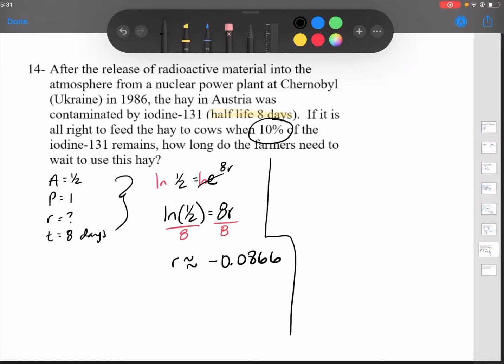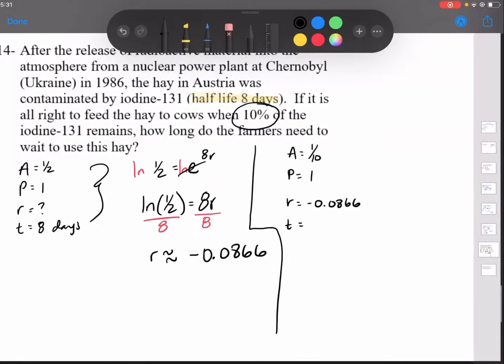So now what we need to do is figure out, we want 1/10 of it remaining, right? So if we have a principal amount of 1, because it's 10%, we've got to figure out how long it would take. So we've got our rate now. We just need to find the time. So we've got 1/10 is equal to e raised to the negative 0.0866 t. Once again, we'll take a natural log of both sides to get rid of that base e.